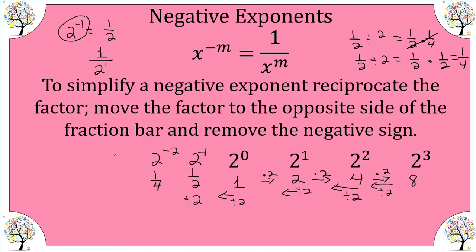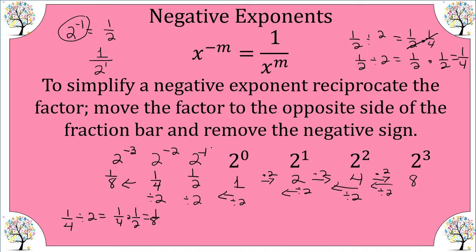Let's do one more. Let's do 2 to the negative third. I'm just showing the pattern here. We take 1/4 divided by 2, which is really 1/4 times 1/2, which gives me 1/8. So 2 to the negative third is 1/8.